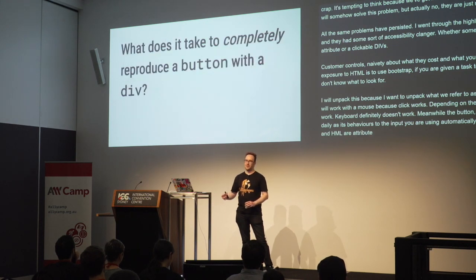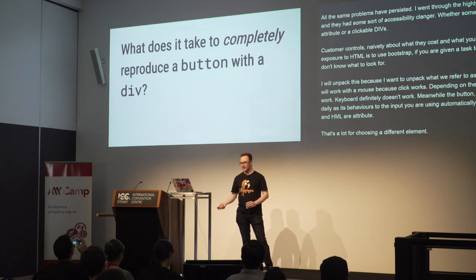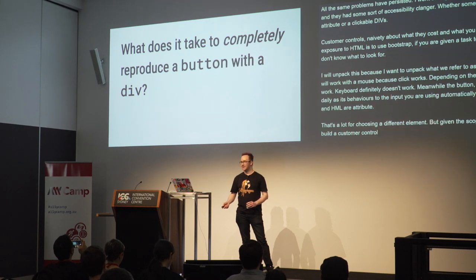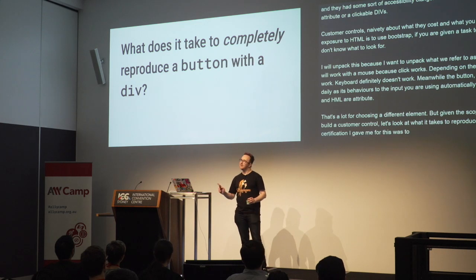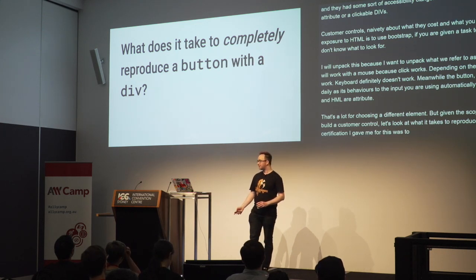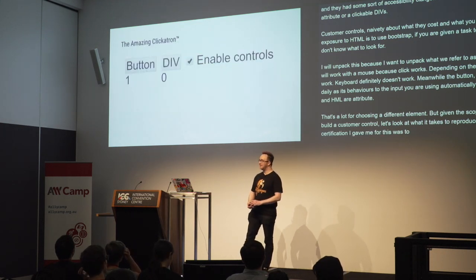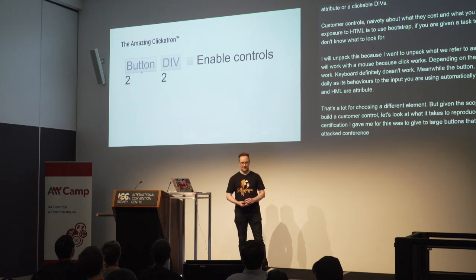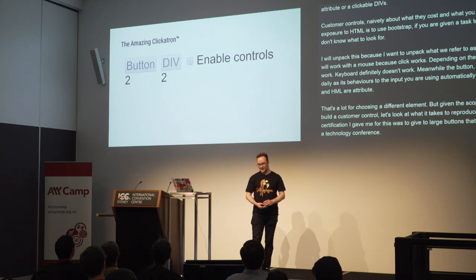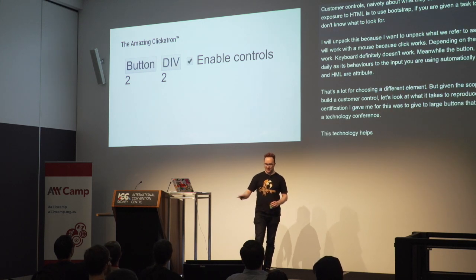But given that the scope of work for a lot of people is to build a custom control, let's look into what does it take to completely reproduce a button with a div. Now, the specification I gave myself for this was to make 2 very large buttons that could be seen easily by an audience at a particular tech conference, and it worked in Chrome. So there are a few cut corners, but it's the amazing Clickertron. This is the most advanced technology you will see this afternoon.